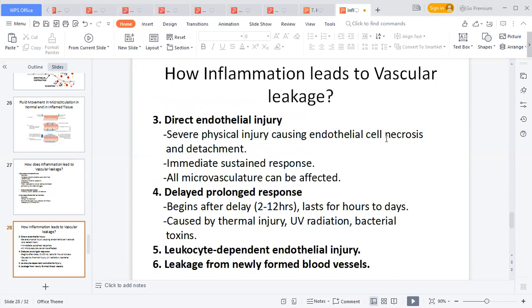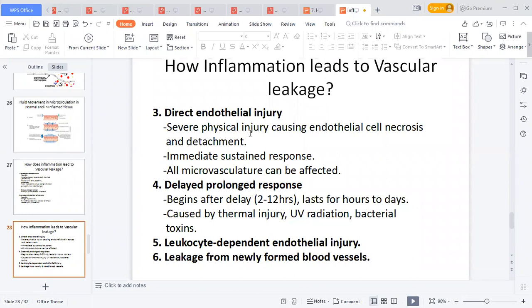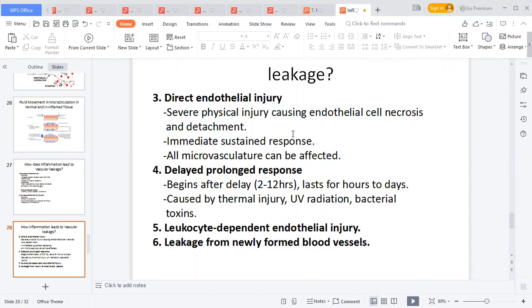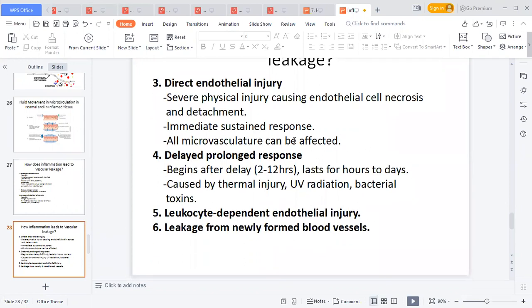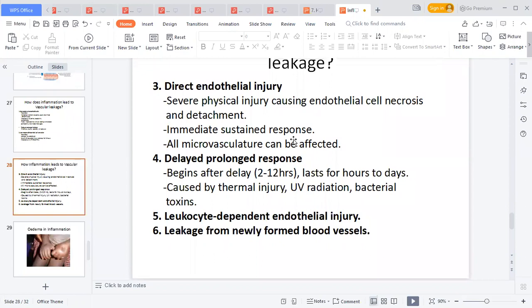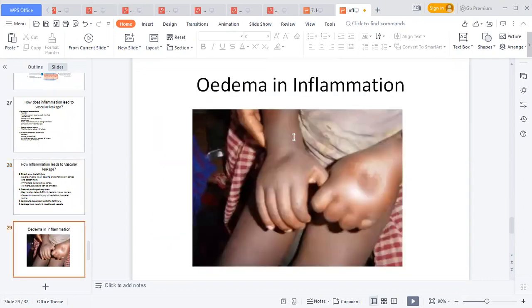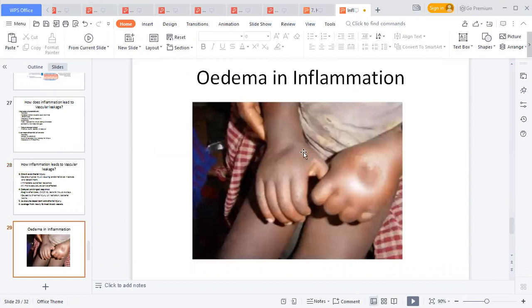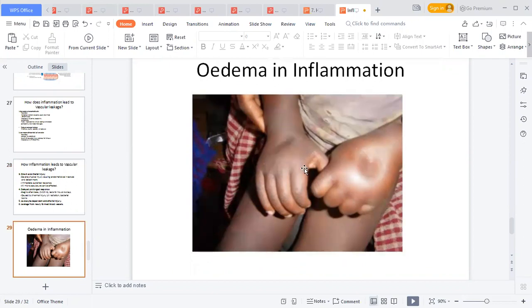How does inflammation lead to vascular leakage? Direct endothelial injury, so causing endothelial cell damage. This one you're also going to get tomorrow when we talk about the hemodynamic disorders. Delayed prolonged response, leukocyte-dependent endothelial injury. Okay, so edema in inflammation. Like I said, there will be edema because the permeability has been increased. Therefore, the fluid will start moving from the inside to the outside, and that will cause edema, and this is the edema that they are showing there.